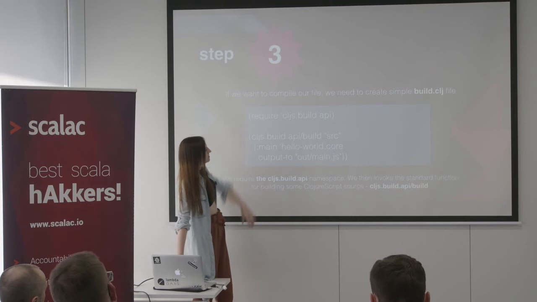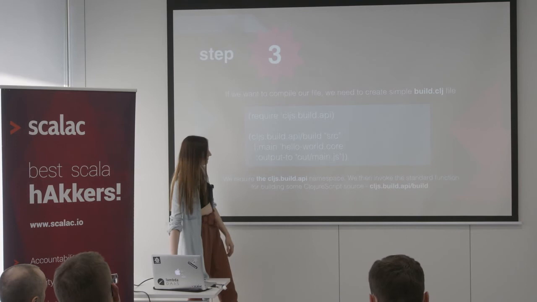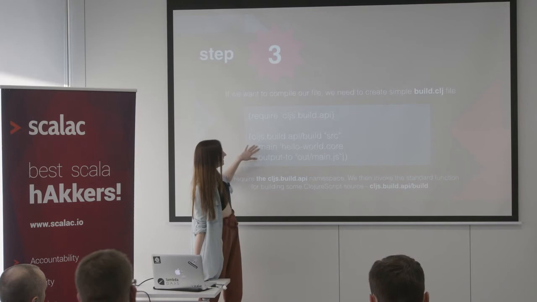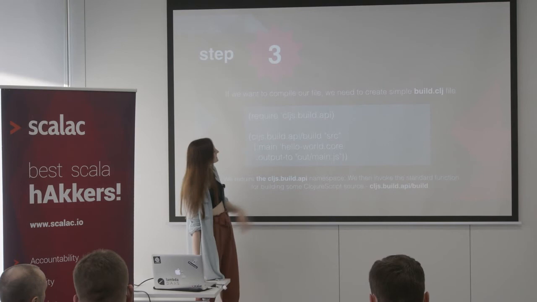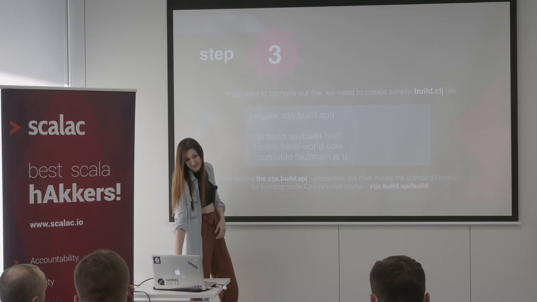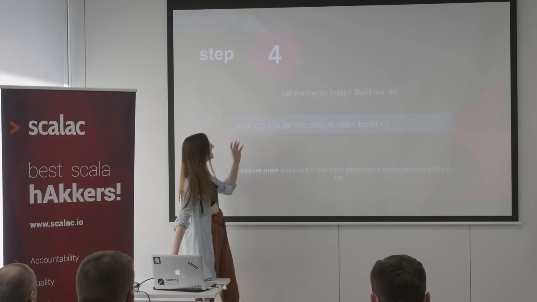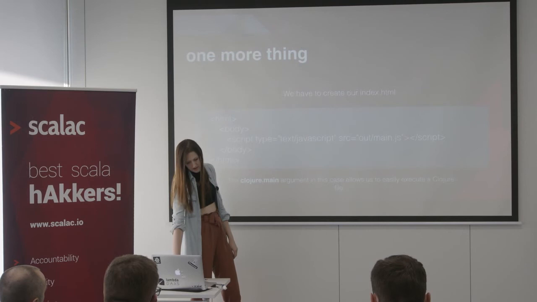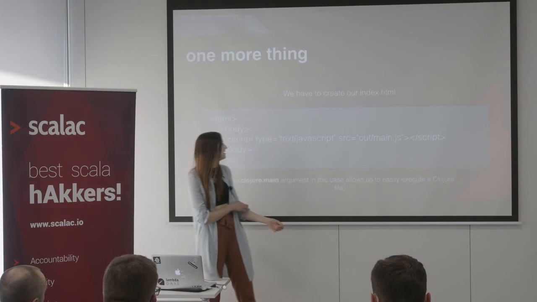The build file is just building the ClojureScript file and project. So what we have here is just a simple operation of building everything which is in source. And the main namespace will be our hello world. So this is pretty simple. Okay, so the last step is just to build our ClojureScript file with Java, and then link our compiled file to the HTML. So that's all.